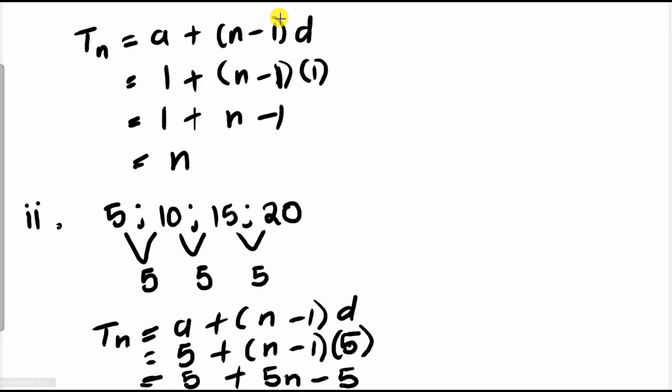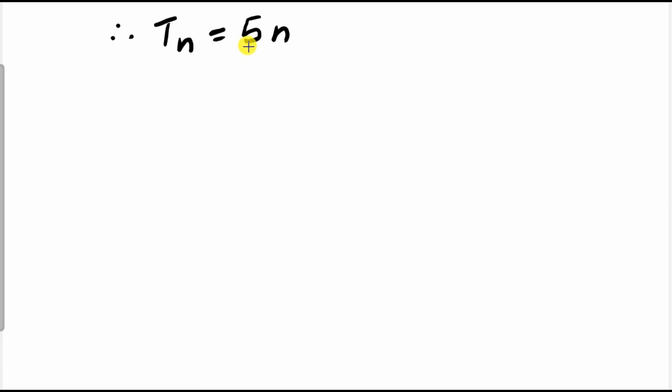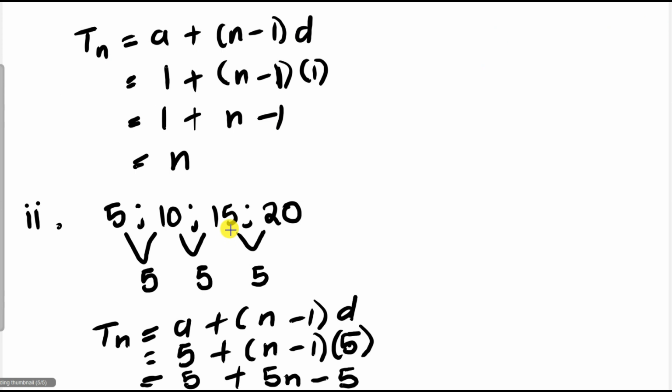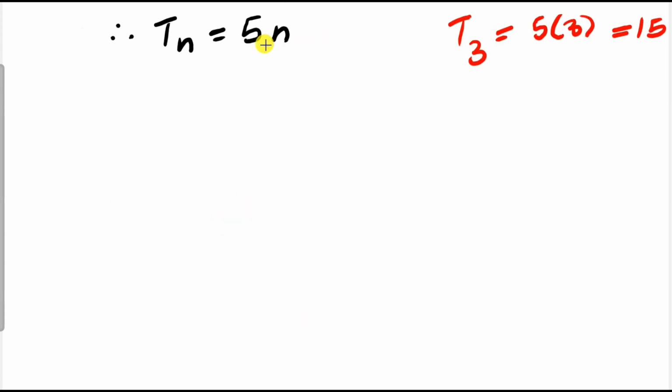So think about it. Maybe you are not sure whether your general term is correct. What you can do, for a test, is look for the third term. The third term, where there's n, I put 3. So it will be 5 times 3, which is 15. Let me go back and confirm. Here it is. So it means our general term is correct. Now, let's go to the third one.